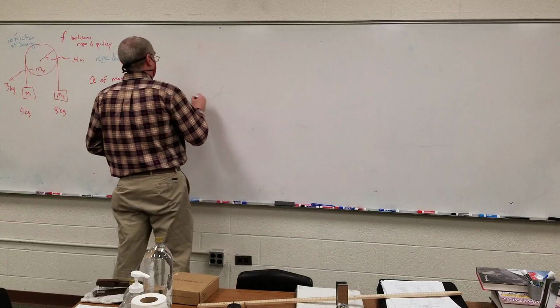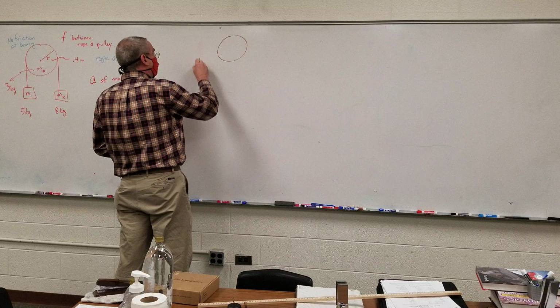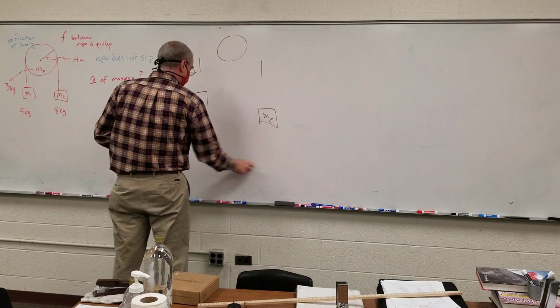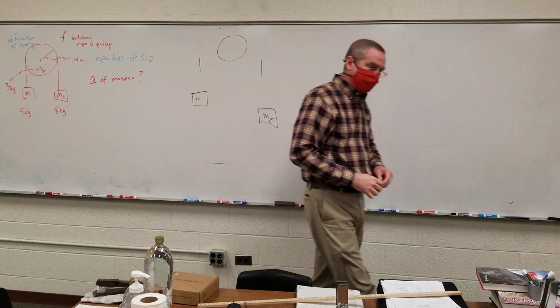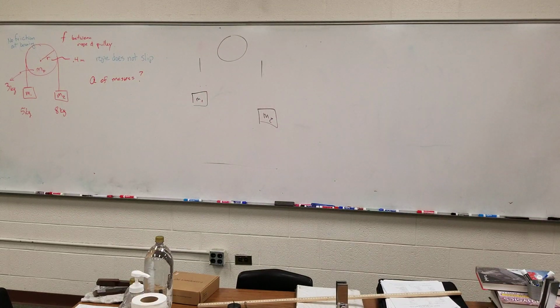So we got mass 1, pulley, rope, mass 2, and we'll throw the ground into it. Let's do the whole bit. Now, even though it is a single rope, the tension in the rope is not the same on both sides.